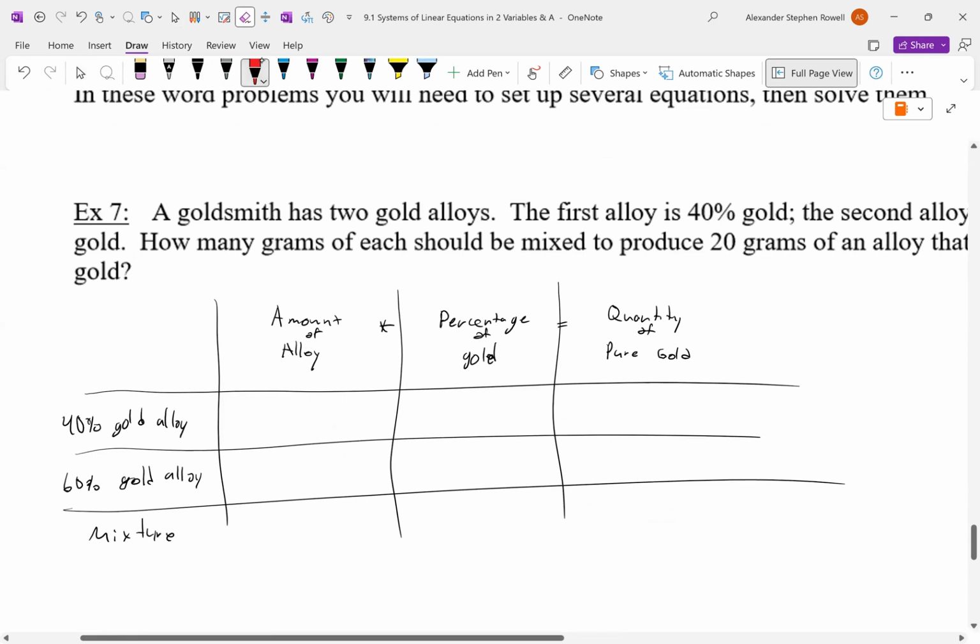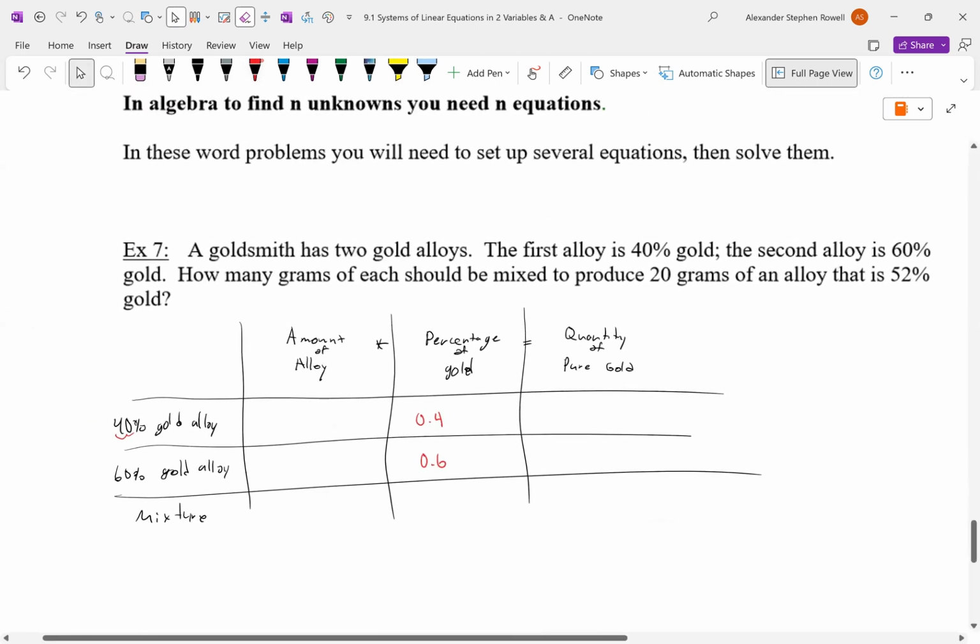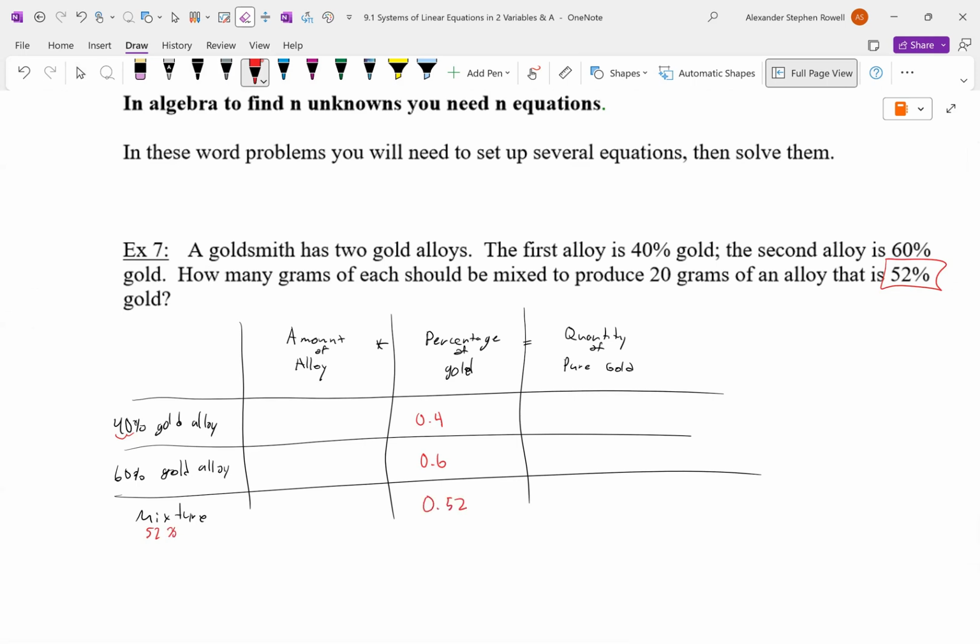So first thing we'll do is convert these percentages to decimals. 40% would be what? Yeah, 0.4. And 60% is 0.6. The mixture would be 52%, 0.52. The question's asking for how many grams of each, which means that they're unknown. I don't know how many grams of 40% alloy. I don't know how many grams of 60% alloy. And I use different variables because they're not necessarily the same amounts.